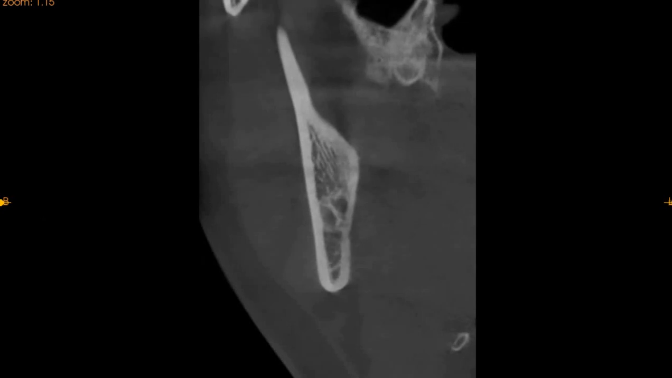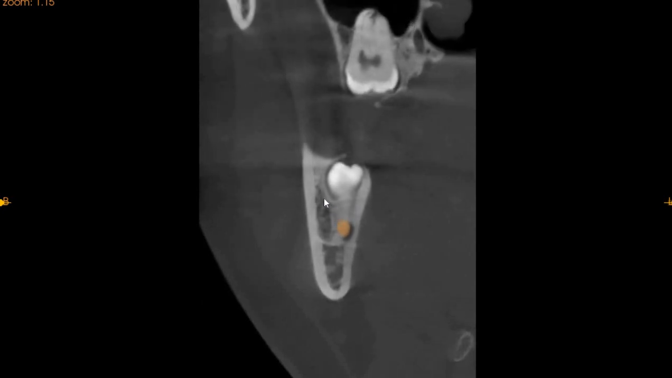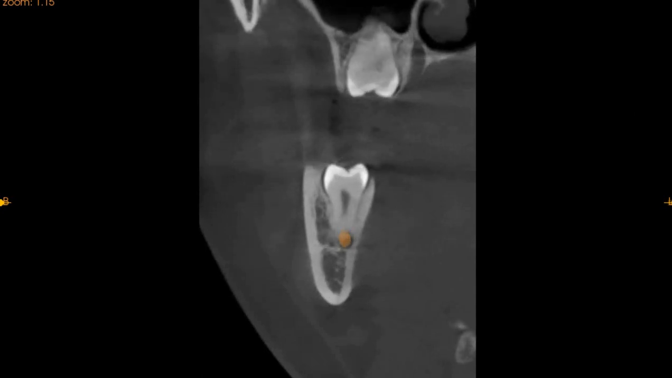So this is the inferior alveolar nerve. On the right hand side we can see that it is in very close approximation to the wisdom tooth, and with the extraction of this wisdom tooth, there is a chance that the nerve can be damaged. Now moving to the lower left hand side.